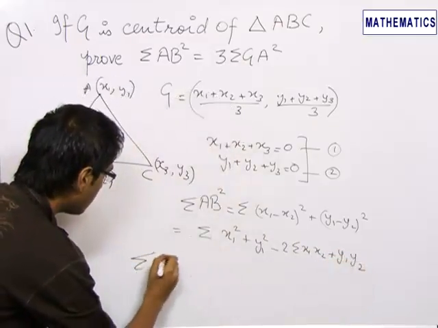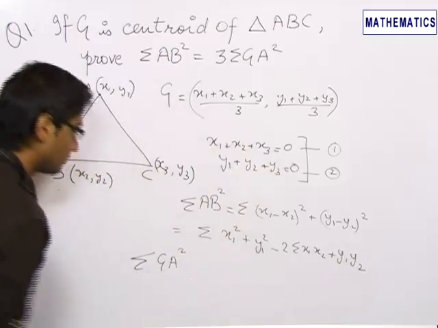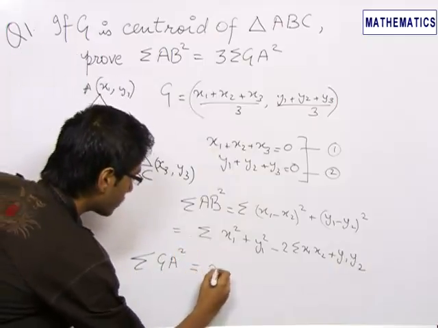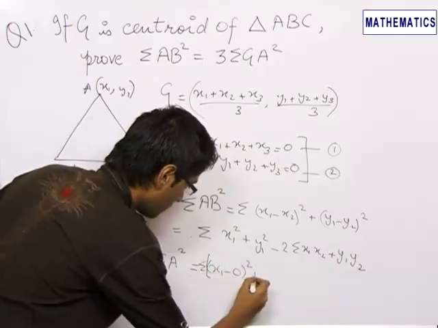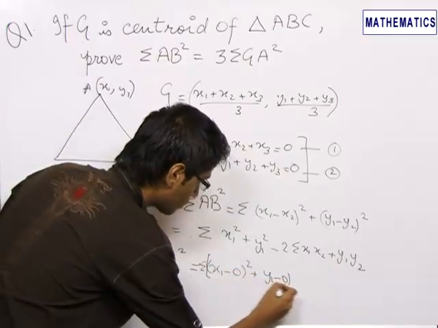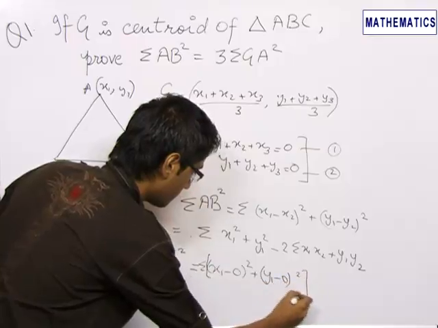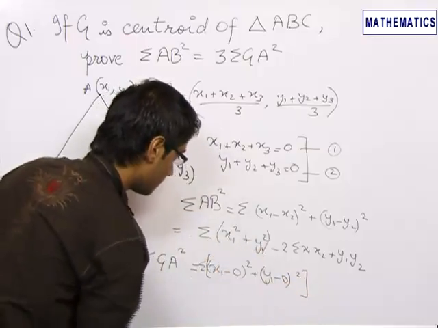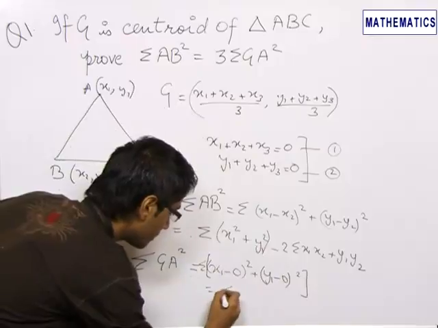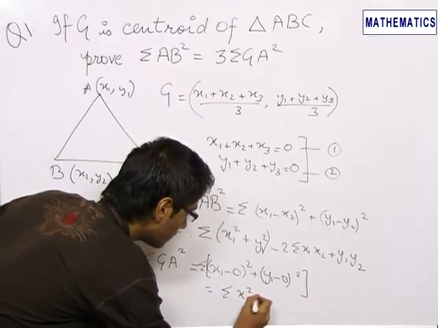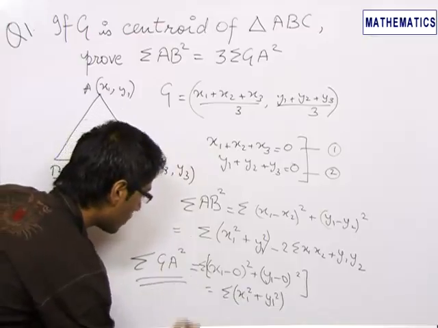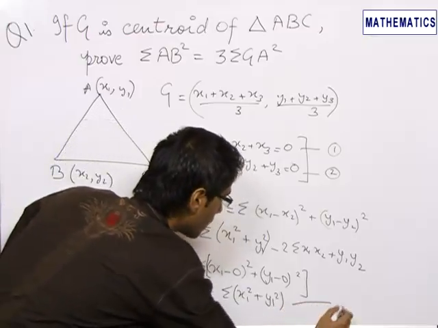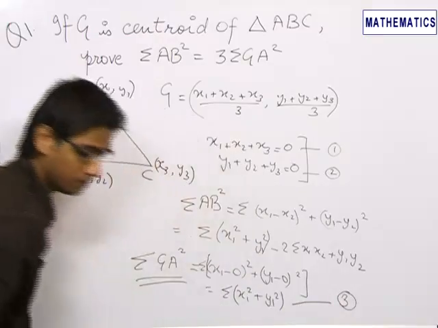Now we try to find out sigma GA square, which is equal to sigma of x1 minus 0 whole square plus y1 minus 0 whole square. This is also inside the brackets. So this becomes sigma of x1 square plus y1 square. So we have got sigma of GA square as sigma of x1 square plus y1 square. We make this the third equation.